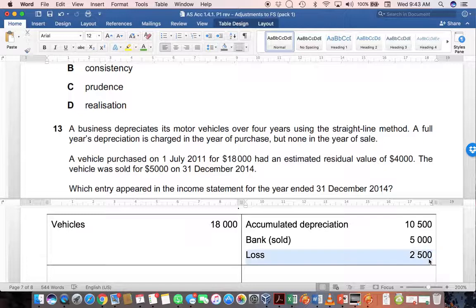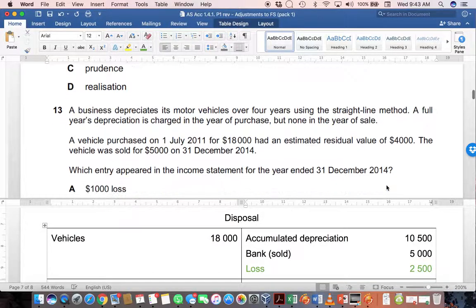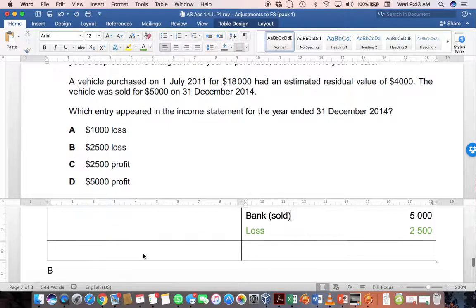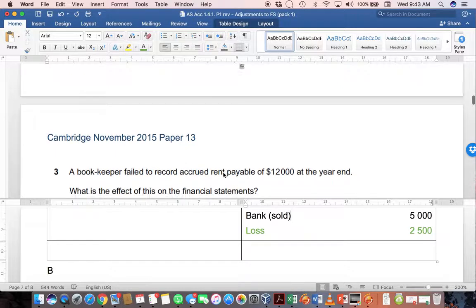This loss then of $2,500 that has just been worked out over here would be the loss that will go onto the statement of income. So let's go and see if we can find that as an option. And you can see B suggests a $2,500 loss, and so that is what we will choose as the answer.